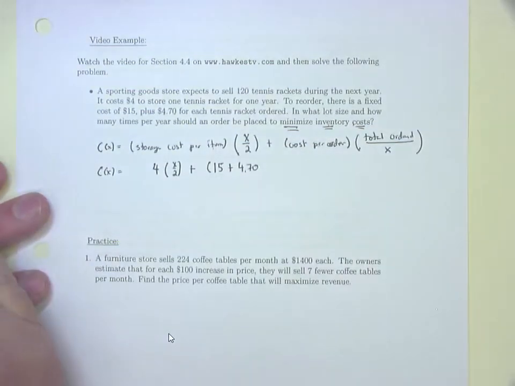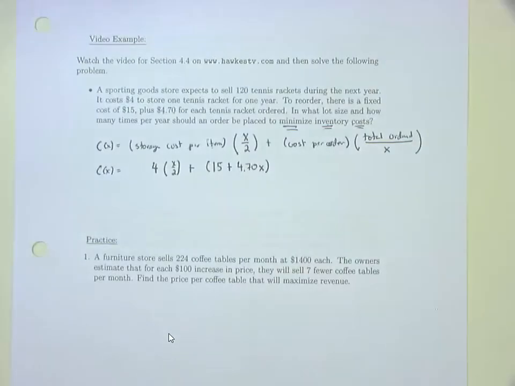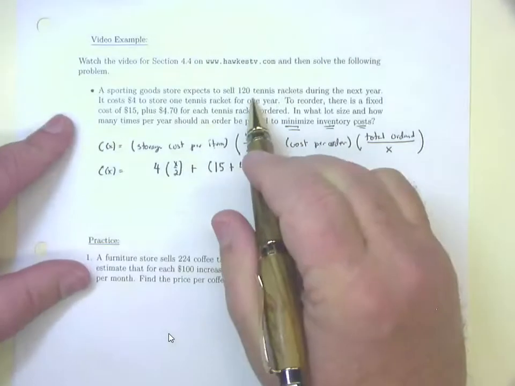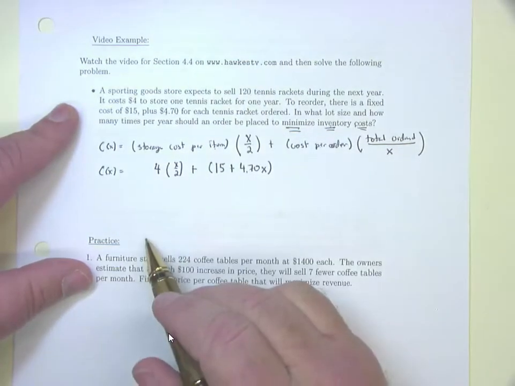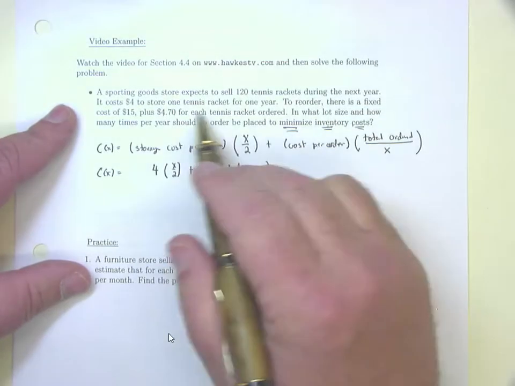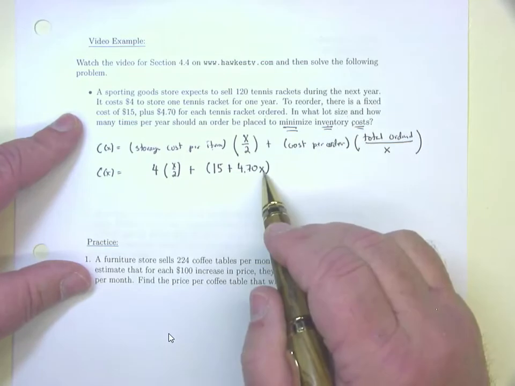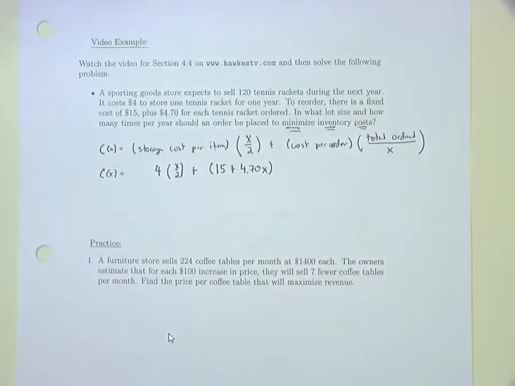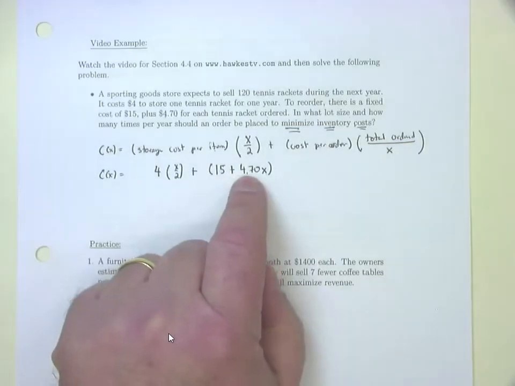How many are we ordering? No, X. That's the question, basically. Well, actually, you're right. If we want to look at this, we want to sell 120 tennis rackets, but for each tennis racket that's ordered, and what lot size? See, X is going to be your lot size here. So X is the lot size. That's why I put times X. This is how many times. Every time I order, it's $15 plus $4.70 times X.